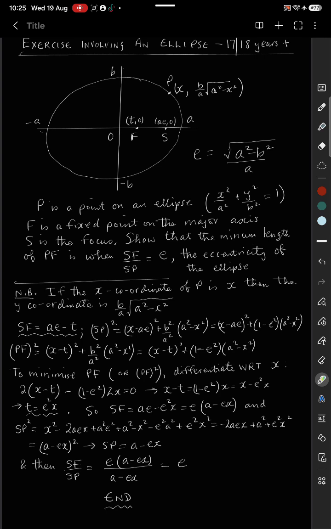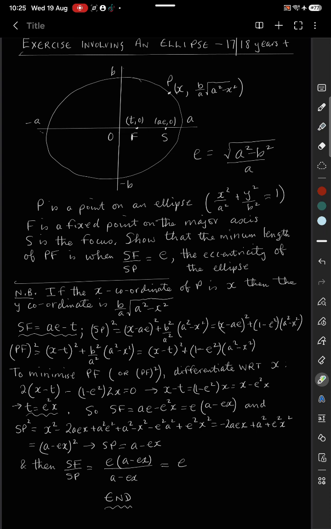SP squared, multiplying that all out, the expression for SP squared, that'll be x squared minus 2aex plus a squared e squared plus a squared minus x squared minus e squared a squared plus e squared x squared, which simplifies to minus 2aex plus a squared plus e squared x squared, which luckily for us is a perfect square, to wit (a minus ex) all squared. And so SP equals a minus ex.